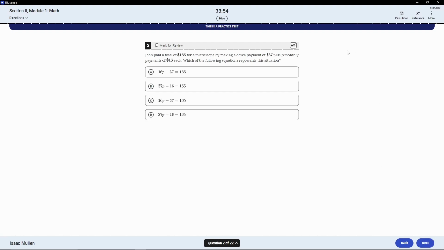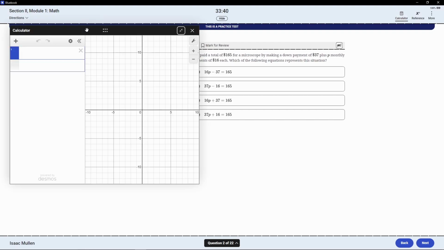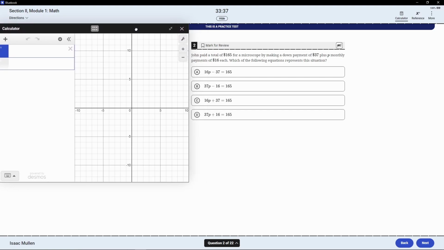Now, John paid a total of $165 for a microscope by making a down payment of $37 plus P monthly payments of $16 each. Which of the following equations represents this situation? Well, if you know anything about making linear functions at all, this is quite simple. All right, you have 16P + 37 = 165, where 37 is a constant because it's the down payment, right? So therefore the answer is C.